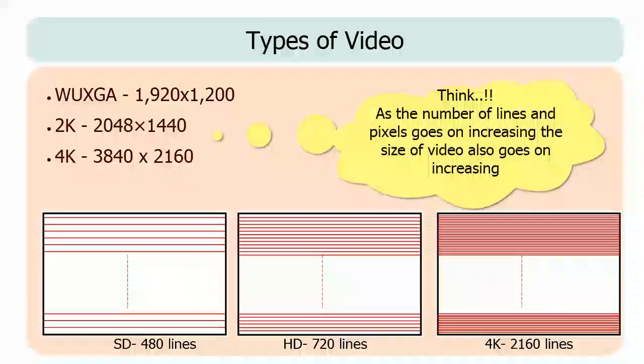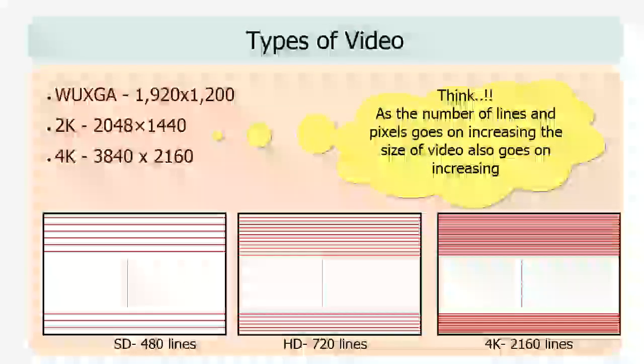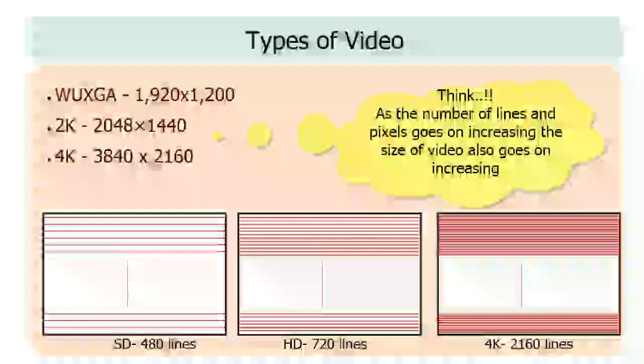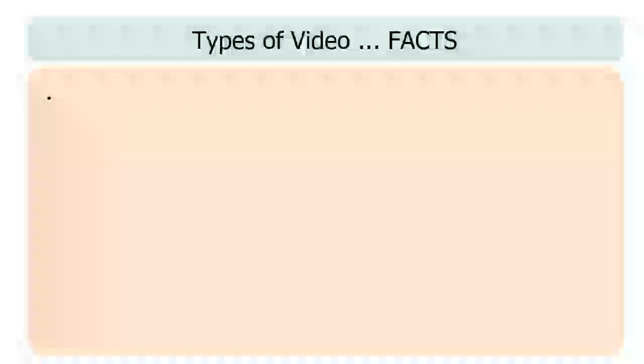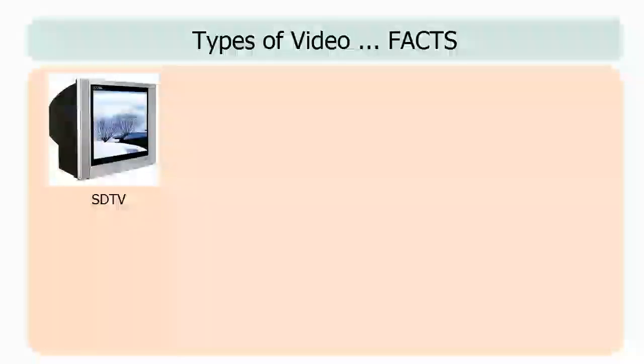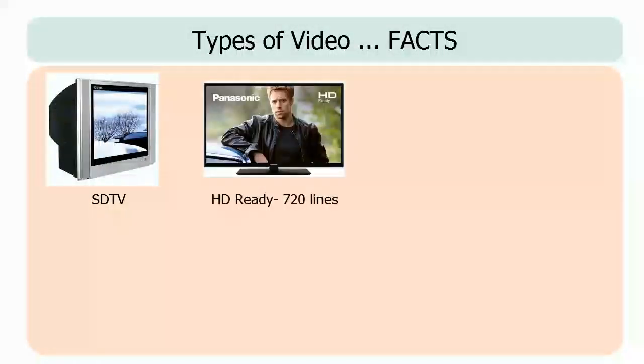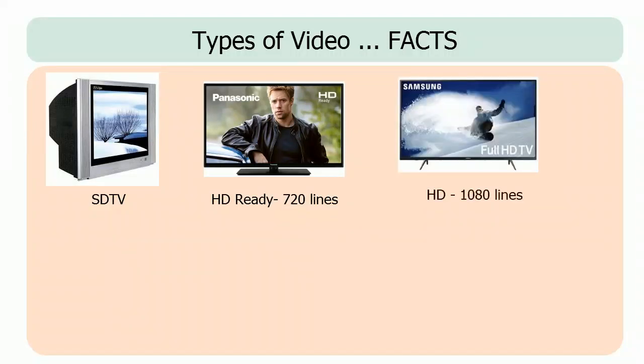Just for thinking, as the number of lines and pixels goes on increasing, the size of the video also goes on increasing, and it requires more memory. Just some facts about the TV. Standard definition televisions were the old televisions, CRT tubes. LED TVs which you see now are of two types, HD ready and HD. HD ready has 720 lines and HD has 1080 lines.